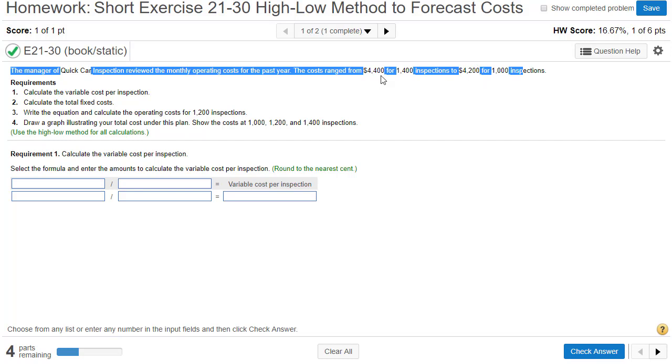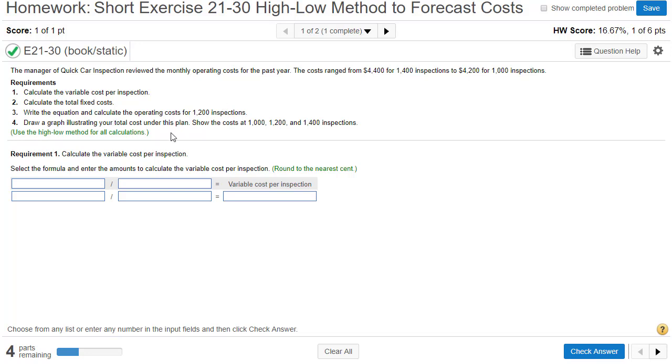$4,200 to $4,400. Our requirements: we're going to calculate the variable cost per inspection. And then we're going to calculate the total fixed costs. And then we're going to write the equation and calculate the operating costs for 1,200 inspections. And then we're going to draw a graph illustrating the total cost under this plan. And we're going to use the high-low method for all calculations.